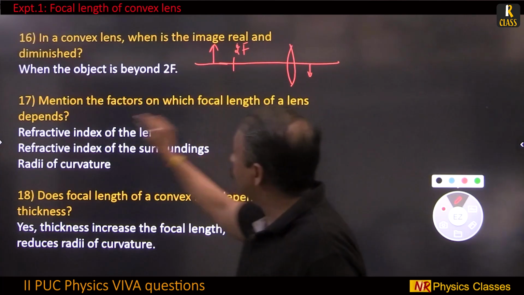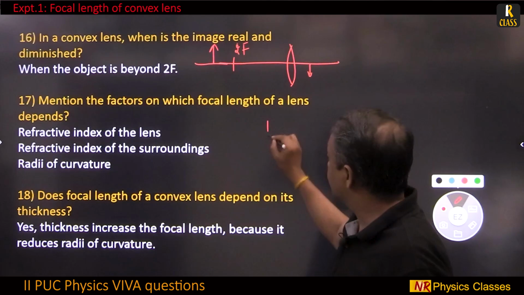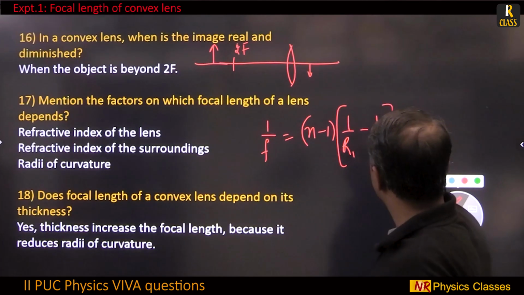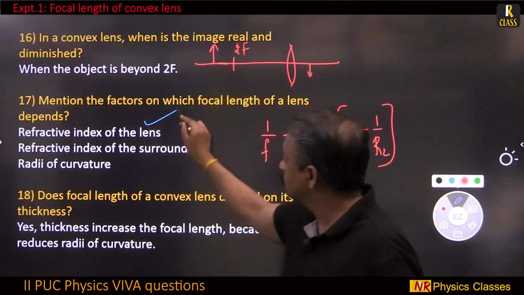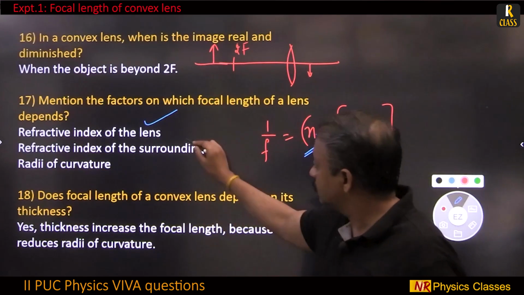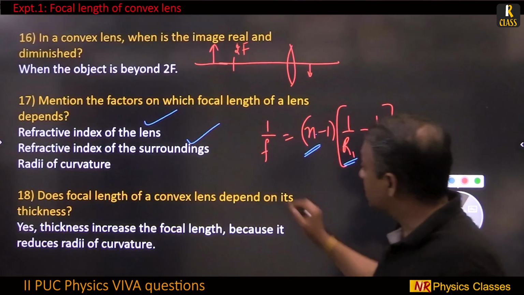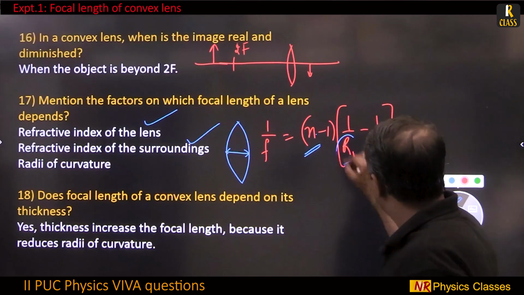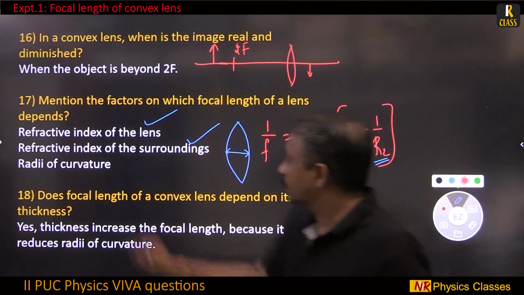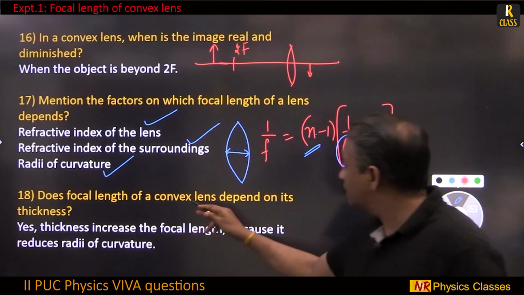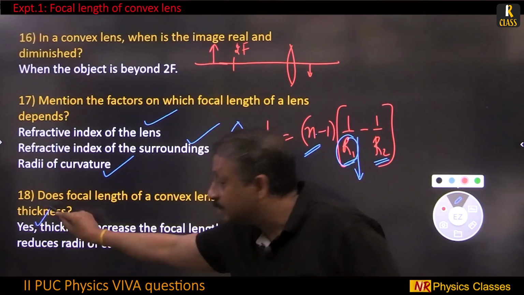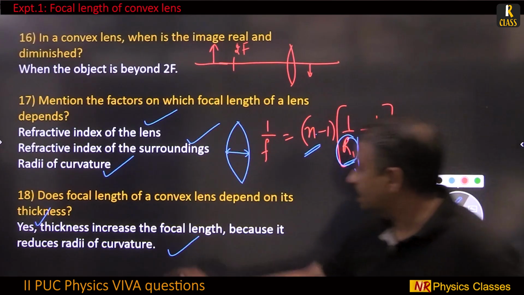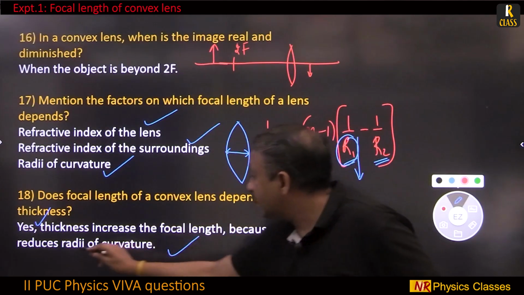Mention the factors on which focal length of a lens depends. Make use of lens maker's formula: 1 by f equals n minus 1, into 1 by r1 minus 1 by r2. So it depends on refractive index, with respect to its surroundings, and radius of curvature. If thickness of the lens increases, radius of curvature decreases, and that affects focal length. Does focal length of a convex lens depend on its thickness? Yes. Thickness affects radius of curvature, in turn affects focal length.